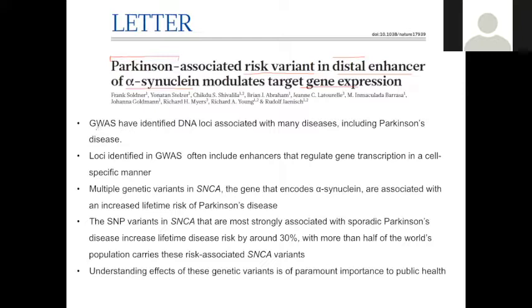So as I've said before, GWAS have identified DNA loci associated with many illnesses, including Parkinson's disease. These GWAS often identify enhancers that regulate gene transcription in a cell-specific manner. Multiple genetic variants in the gene encoding alpha-synuclein, or SNCA, are associated with an increased lifetime risk of Parkinson's disease. The SNP variants in this gene SNCA that are most strongly associated with sporadic Parkinson's disease increase lifetime risk by around 30%. Now that's 30% against the normal healthy population.